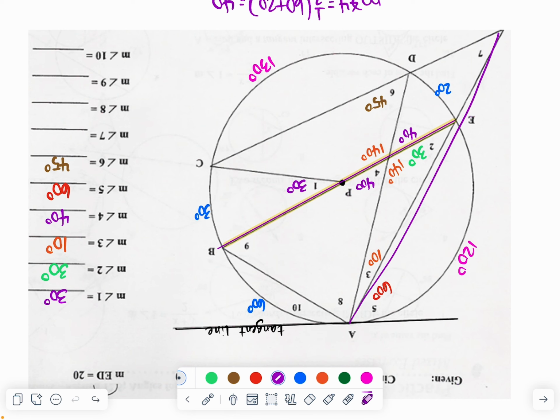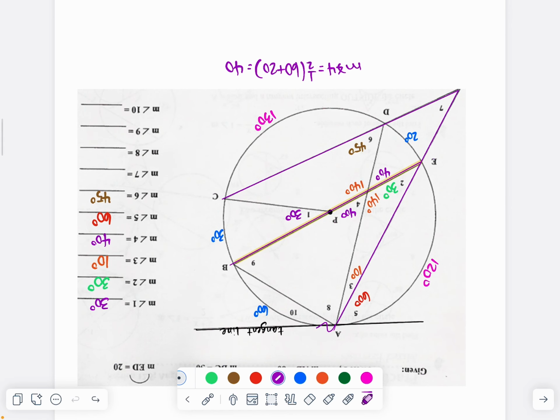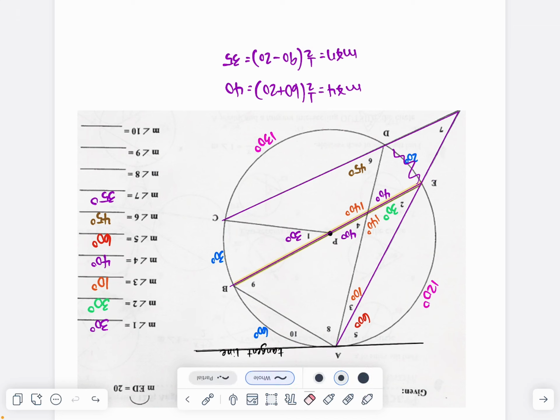Angle 7 is this outside angle here in the bottom left corner. And we know outside angles are half the difference of their intercepted arcs. So here we go. The measure of angle 7 is half of 90 minus 20. So half of 70, which equals 35 degrees.